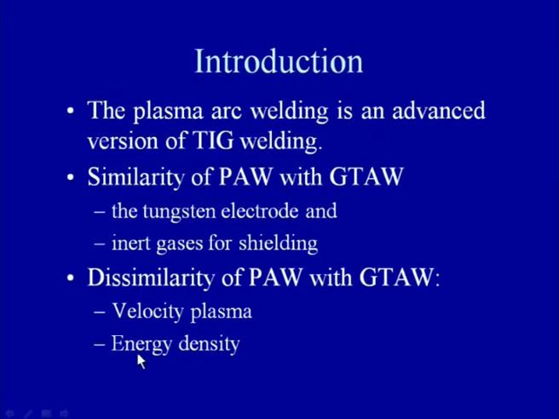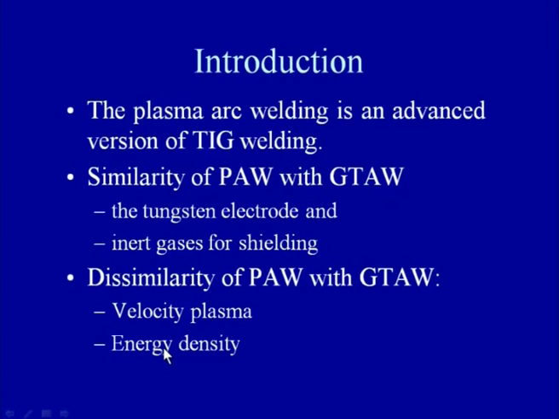The main reason is that the high temperature plasma is allowed to pass through a very fine nozzle, which in turn constricts the arc, and it results in a jet of plasma coming out from the nozzle at very high velocity, which is also at very high temperature, and this in turn, when it strikes the surface of the base material, delivers energy to the base material for the melting.